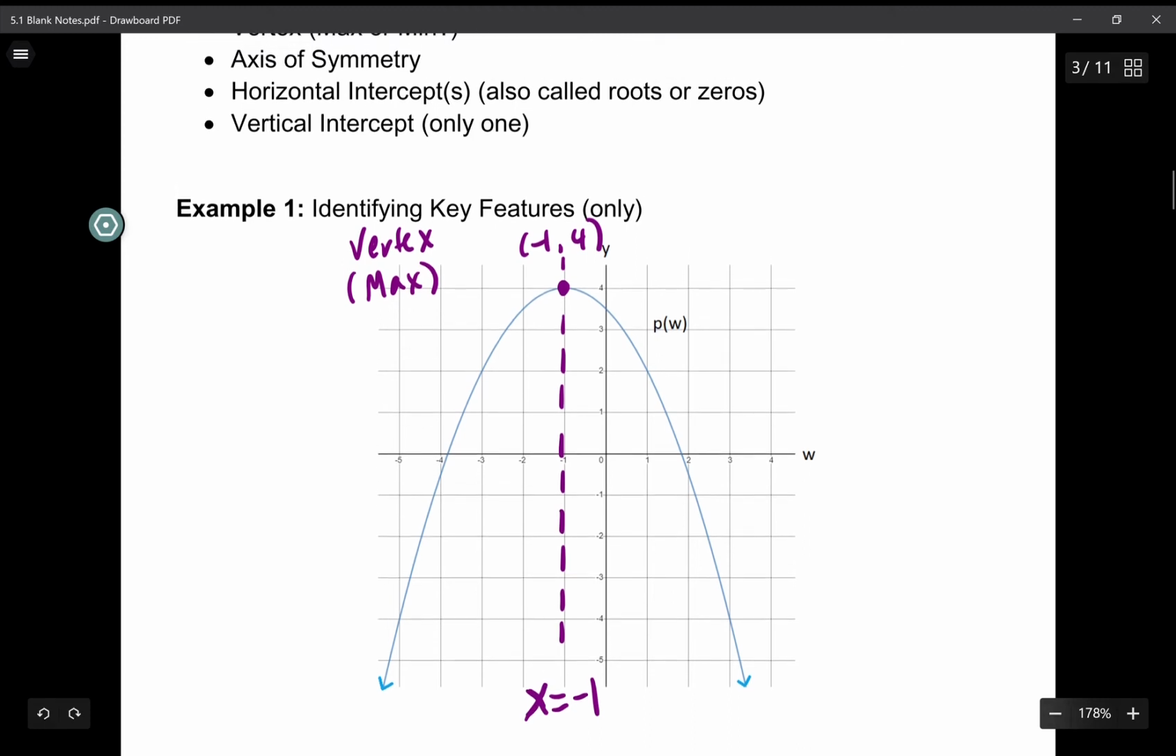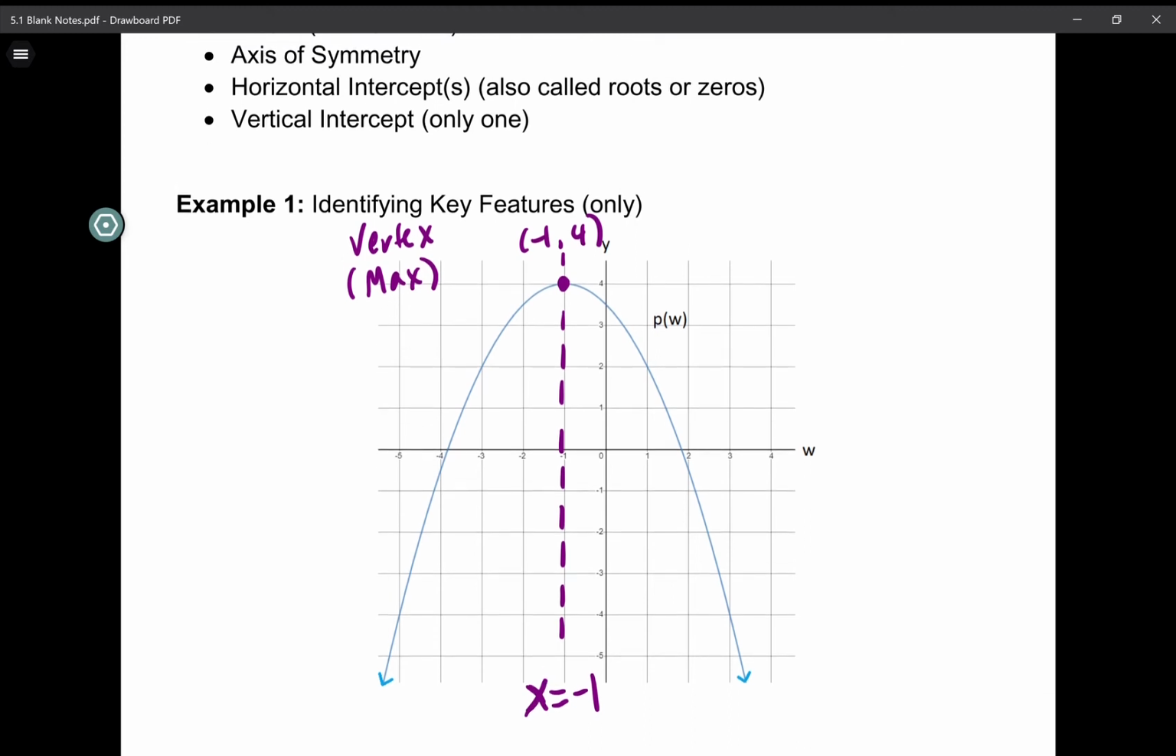All right, so I found my vertex, I found my axis of symmetry, my horizontal intercepts. Now these on this one, I can label them, but I can't exactly find them because I can only estimate them. I can't find their exact value because they don't fall on a nice grid point. I'm going to say this one's about 1.80, and this one is estimated about -3.80. I can't find them exactly from this graph because it's just not zoomed in enough or accurate enough.